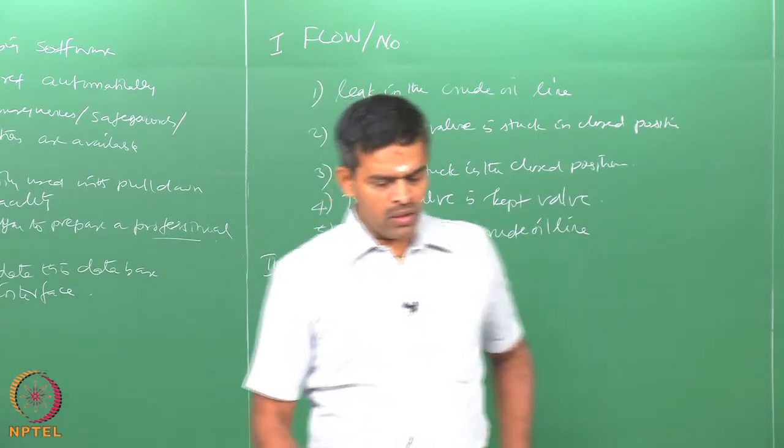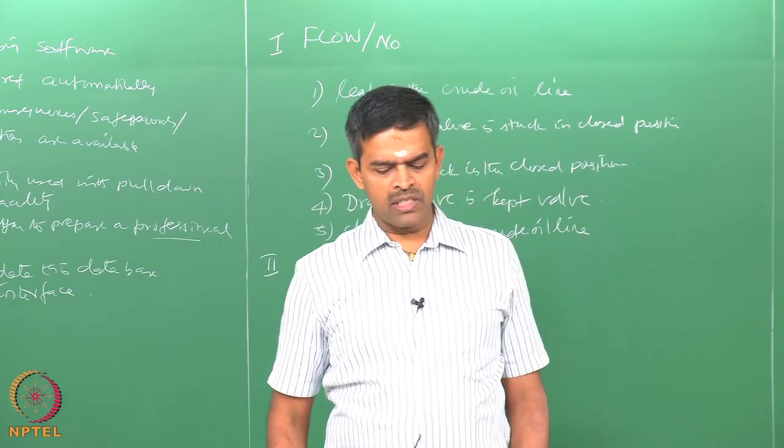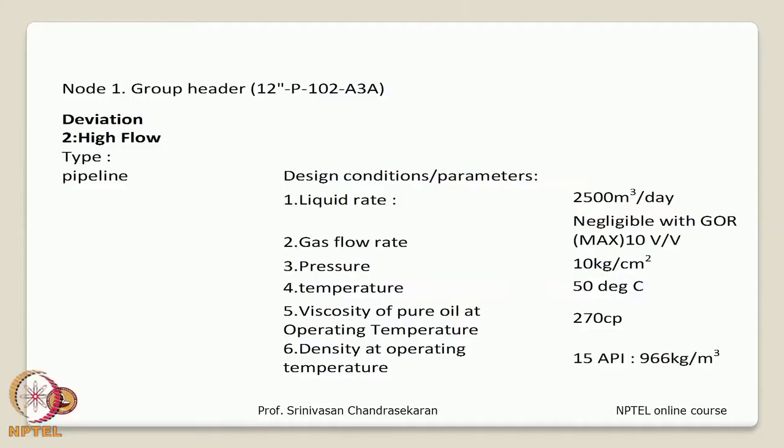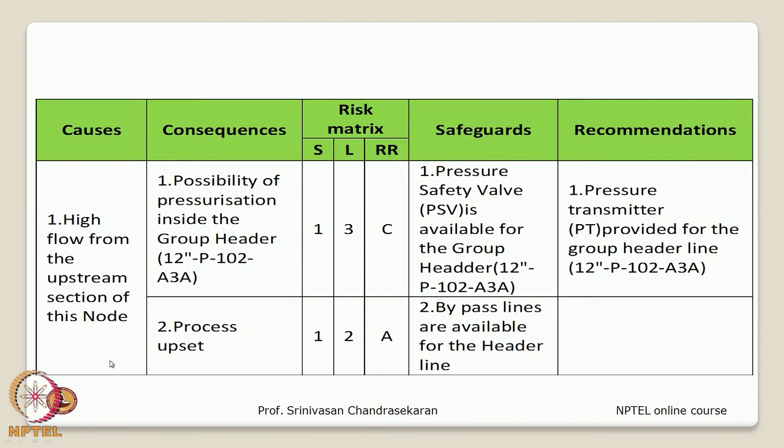So, now we are looking at node 1, the group header is 12 inches P102A3A, a designation in the pipeline given by the user. We are looking for high flow or flow high. The design conditions which we are now estimating are the liquid rate, the gas flow rate, the pressure, temperature, viscosity and density. These are available and measured on site in the given flow line, based on which we identify the consequences and causes.